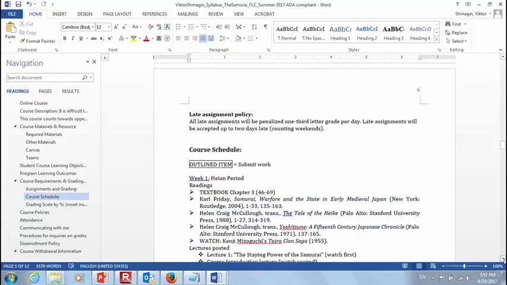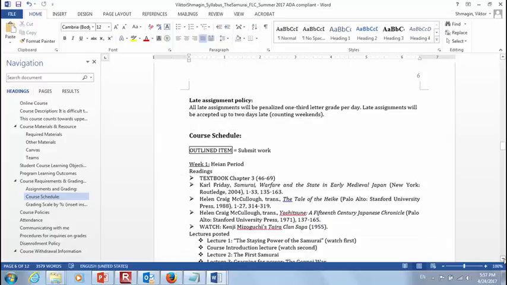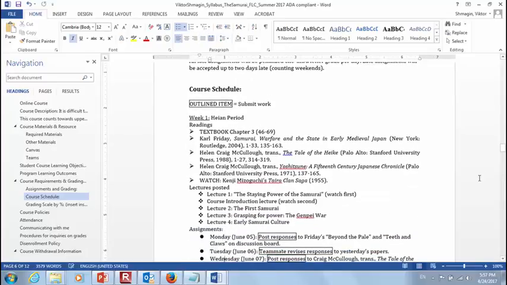Late assignment policy: all late assignments will be penalized one-third letter grade per day, and late assignments will only be accepted up to 2 days late, and that is counting weekends. This may seem harsh, but please keep in mind that we only have 5 weeks, a very shortened schedule, and we really need to make the most out of all of the time that we have.